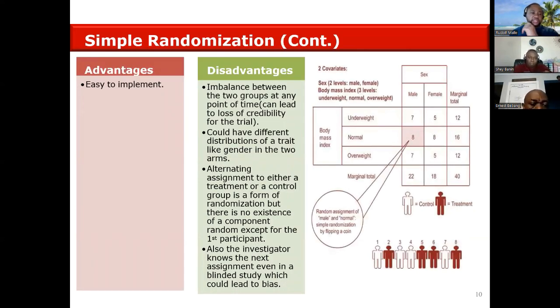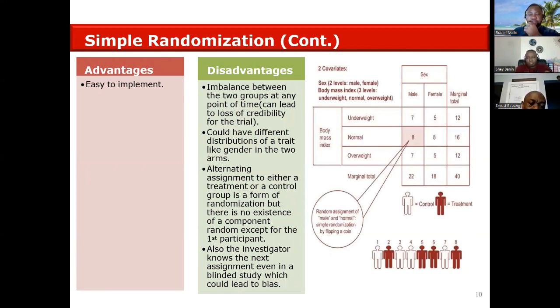Some of the advantages and disadvantages: simple randomization is easy, but typically imbalanced. If you look at the screen, let's look at an example, body mass index, with randomized assignment of male and female, simple randomization by flipping a coin. If you're flipping a coin, there are only two sides, either the head or the tail. If you flip that coin many times, you'll notice there's going to be a sequence.